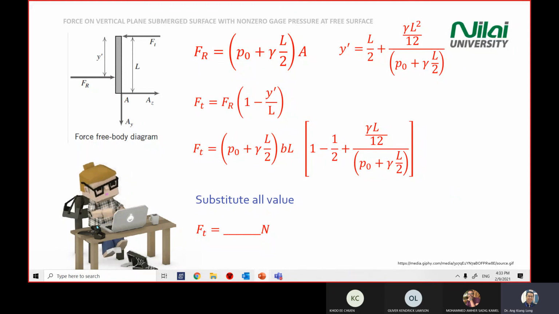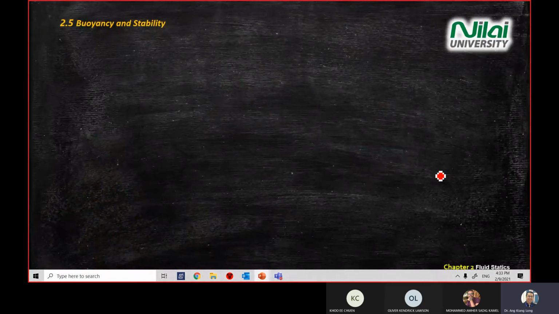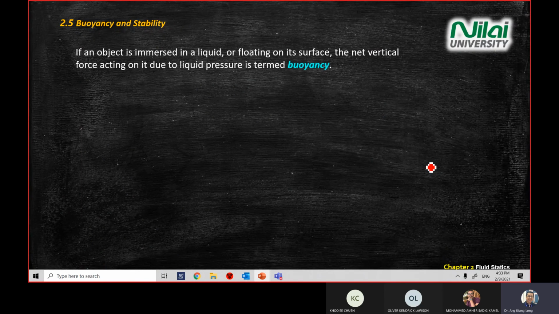Okay, we move forward. Now we reach the end of chapter 2. Okay, and again, your test 1 will cover up to chapter 2. So next we're going to look at buoyancy. Buoyancy is a force that makes a body float. So the definition or the line that you see on the screen here is a textbook definition. It's a net vertical force acting on a body due to liquid pressure. We call it buoyancy.